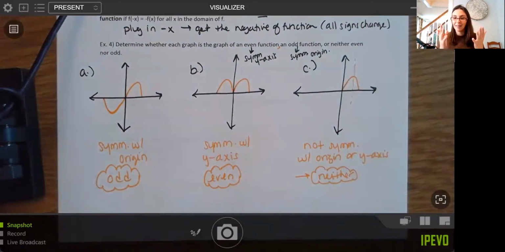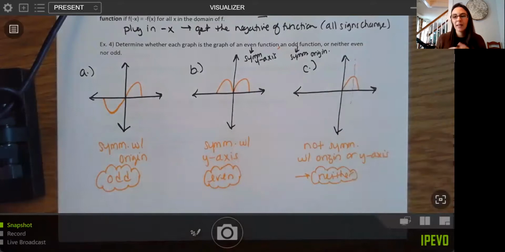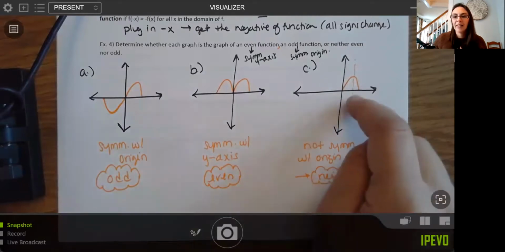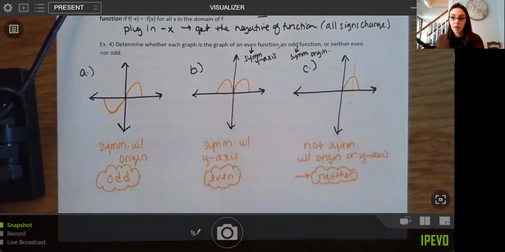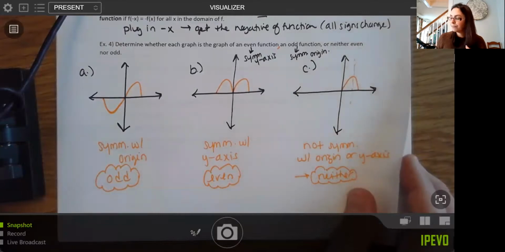I know our picture's not perfect, but you have a nice symmetry there. But it doesn't have a special symmetry with the y-axis or the origin. So it's just a neither. So your neither examples could have a different kind of symmetry, or they could have no symmetry at all, not random, but not super like a mirror image or anything like that.